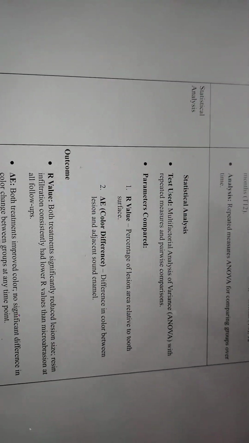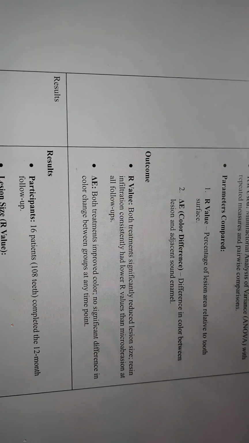Measurements: lesion size from standardized photos. Color change using spectrophotometer. Time points: baseline, 1 week, 6 months, and 12 months. Analysis: repeated measures ANOVA for comparing groups over time. When we talk about the statistical analysis, they used multifactorial analysis of variance with repeated measures and pairwise comparisons. Parameters were compared for R value and the color difference between teeth.